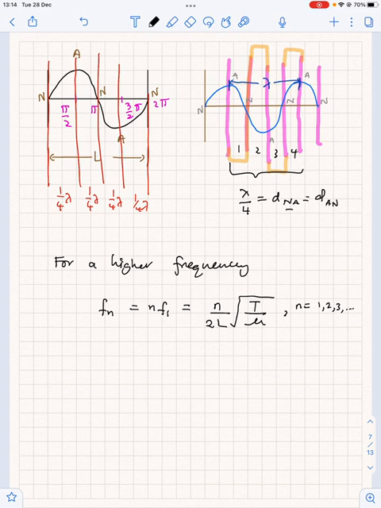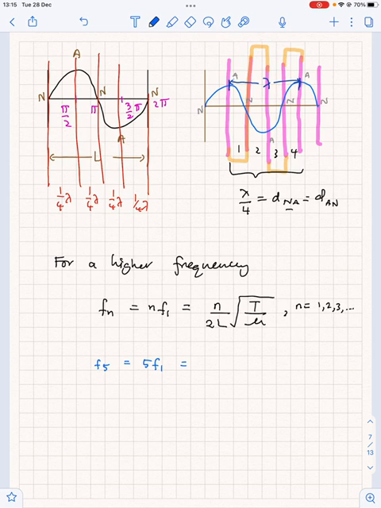For example, let's say we are going to find F5, the frequency for the fifth harmonic. F5 will be equal to 5 times F1, so 5 times the fundamental. We will get the answer there. Same goes if we are going to calculate the second harmonic: F2 will be equal to 2 F1. So the fundamental or the first harmonic is very important here and everywhere.